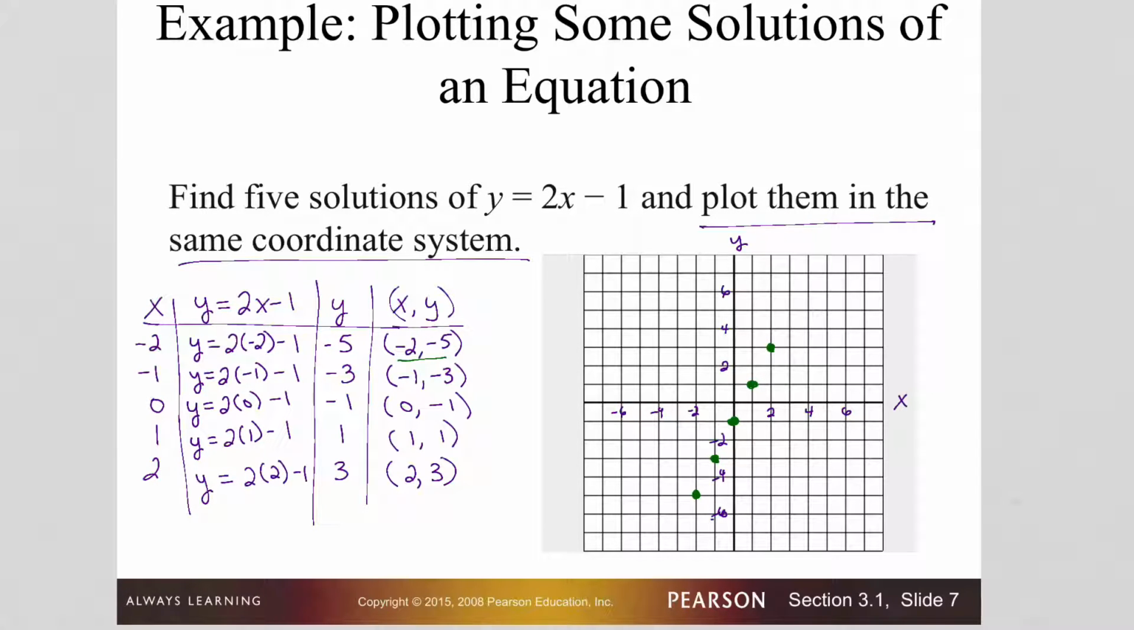Now look at that. If I were to connect my dots, here I go, I'm getting a straight edge here, and I'm going to connect my dots. And don't forget to draw your arrows at the end. That is that line. That's how you plot an equation or graph an equation. That's one way to graph an equation. Alright, so let's move on.